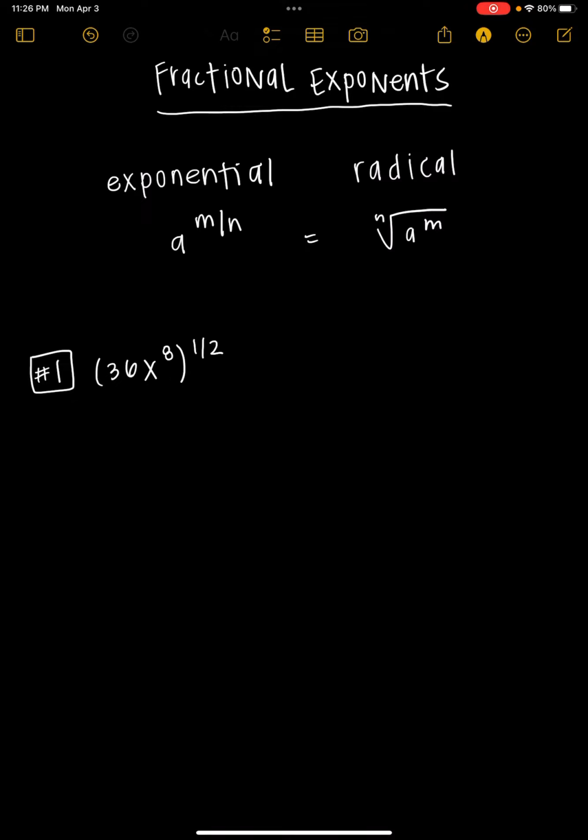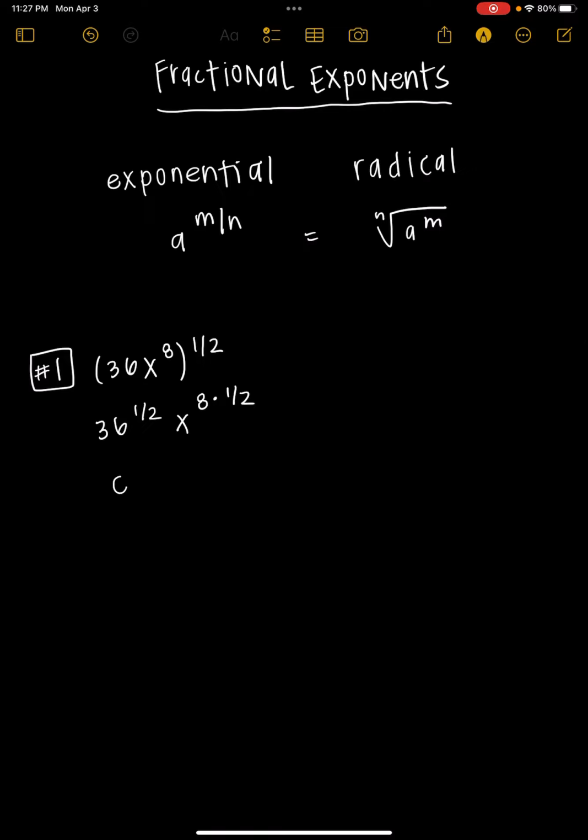So from the last video, you should recognize that this is a power rule, which means I'm going to distribute that 1/2 in. It's going to be 36 to the power of 1/2 and x to the power of 8 times 1/2. So 36 to the power of 1/2, you can plug that into a calculator, but the cool news is this is the same thing as saying the square root of 36. So something to the power of 1/2 is the same thing as square rooting it. We know that the square root of 36 is 6, so 36 to the power of 1/2 is 6.